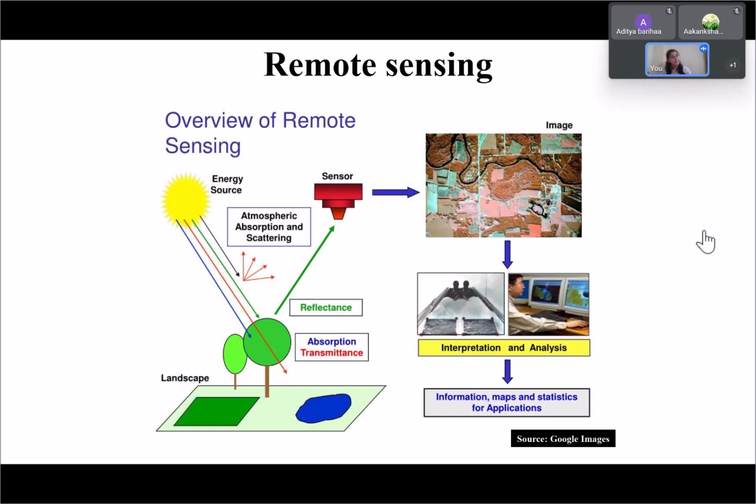What happens after that is the information captured by the sensor is translated into positions. We're going to do this in more detail in a while, but you take away the position information from these reflections that have come back.